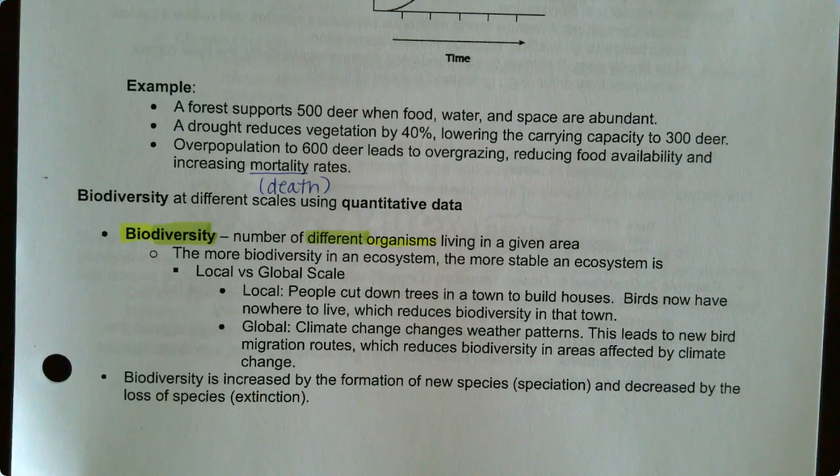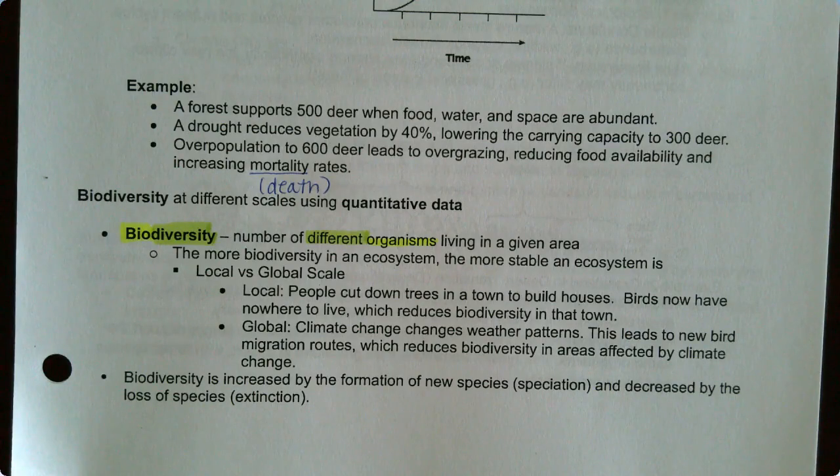So places that have a mid to high level of biodiversity are going to be ones that have lots of vegetation, because then that can support lots of herbivores, which then can support lots of carnivores.